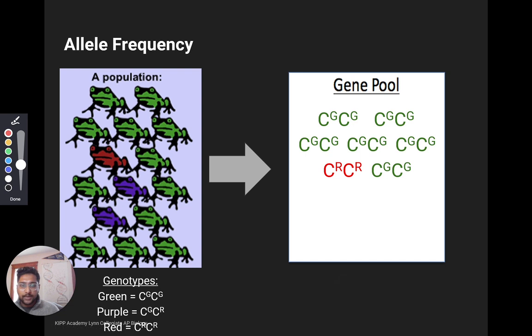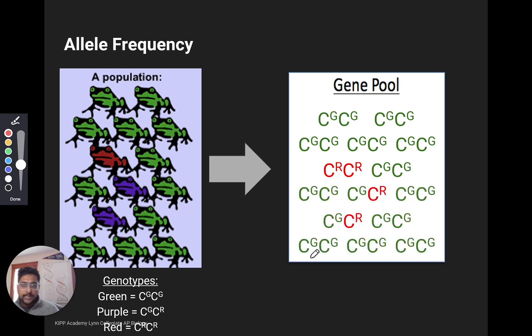And then we can keep going. We can sort of label every single frog in the population. And so now we have a list of every single allele in the population. And that's really important. So now what are we going to do with this information now that we have all the alleles? Well, we're going to try to figure out how many CG is in the population versus how many CR is in the population. So let's look at it here.